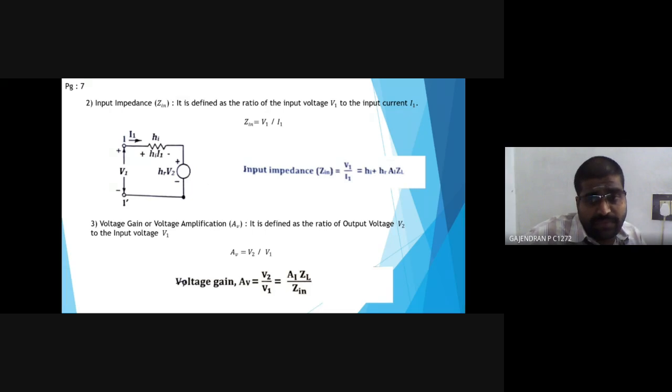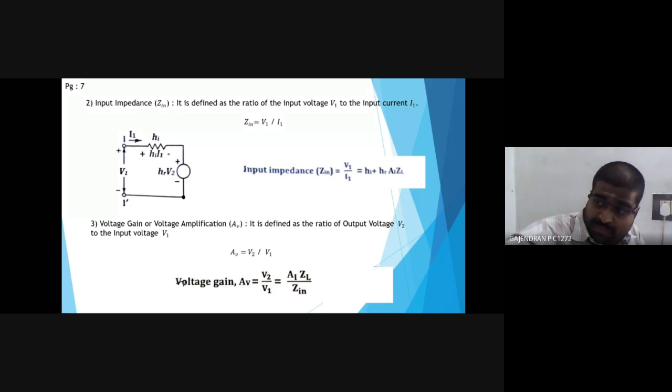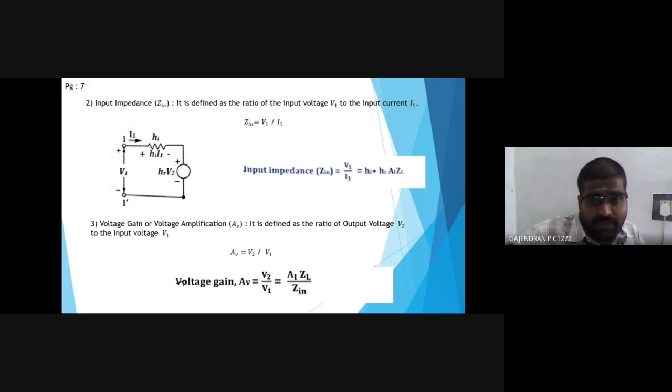AV is equal to output voltage, since it's a voltage gain we mention V, and output as 2, divided by input voltage V1. If you apply KVL equations, you will get the voltage gain for the exact model. I'm talking about exact model characteristics here. V2 by V1 equals AI into ZL by Zin, where Zin is the input impedance mentioned above, ZL is the load, and AI is nothing but the current gain.